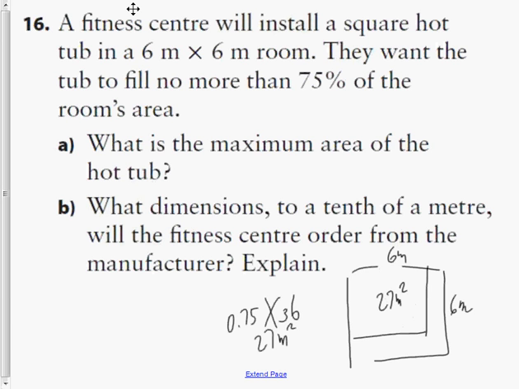So the last thing says, what is the maximum edge length of that? Since the square root of 27 will be just a little bit more than 5, I'm going to use my calculator, probably 5.2. So the square root of 27 is 5.2. So therefore, the greatest size hot tub they can get is a 5.2 by 5.2 hot tub.